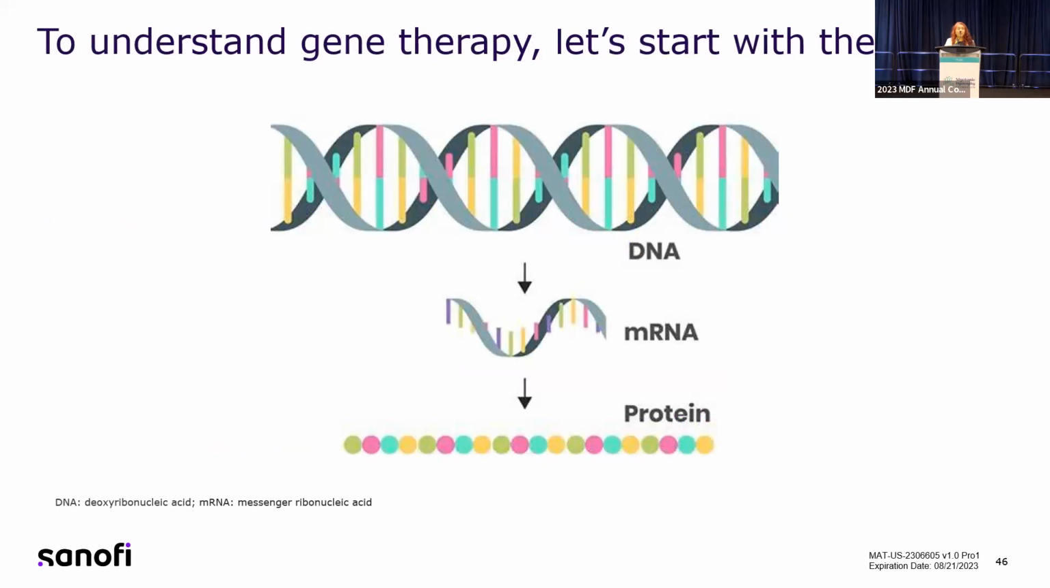Before I tell you about our therapy, let us first review some basic gene therapy concepts. The twisted ladder that is shown in this slide is what is known as the double helix of the DNA molecule. Each strand of the DNA helix is made up of individual pieces called nucleotides.